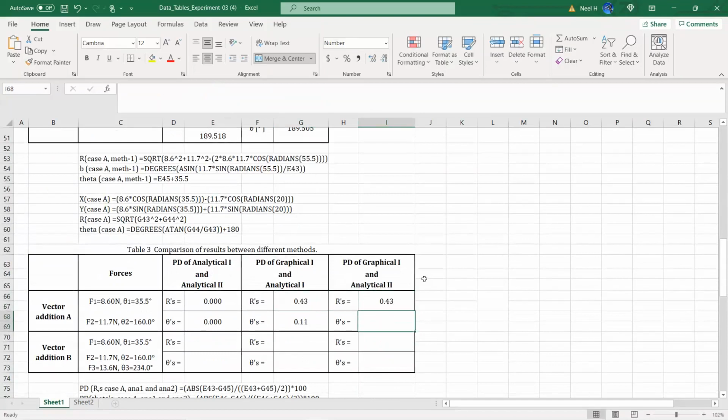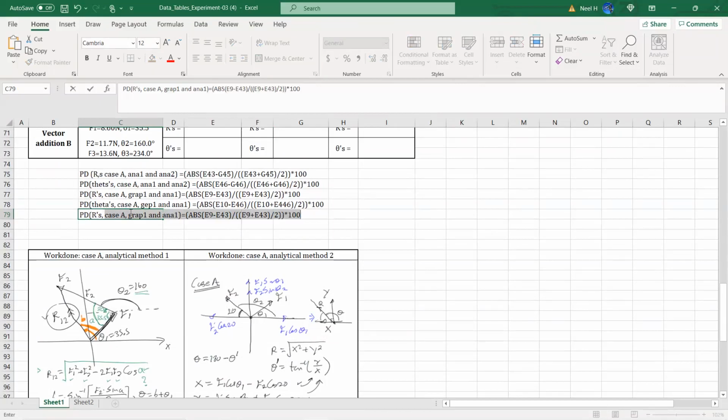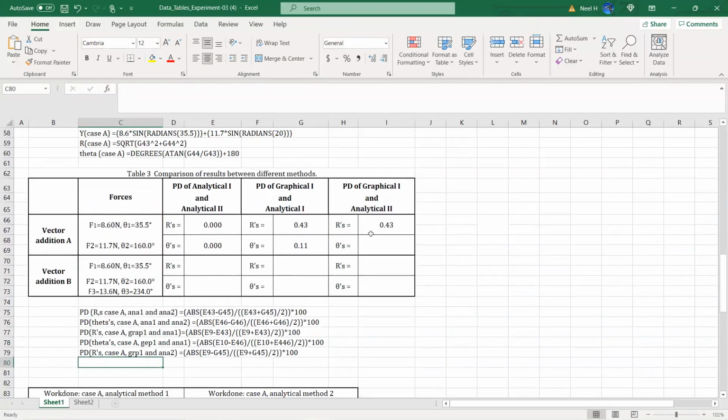And then let's put that function also underneath here. It's a similar function I'm writing, but the method is different. I'm comparing different methods, that's why, okay. PD, this is going to be then R's. For case A, I'm comparing graphical 1 and analytical 2 now, okay. It's a different comparison, it's the same function.